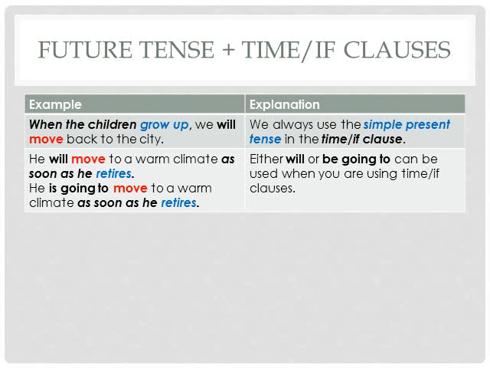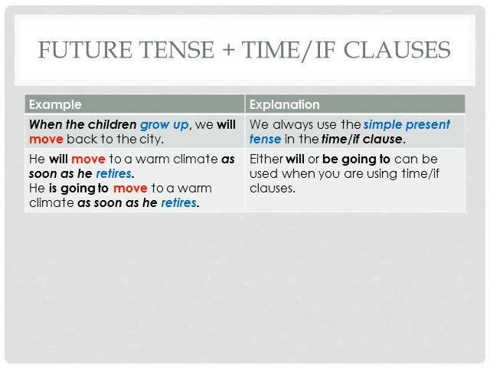Now, when we are talking about the future, we only use the future tense in the non-time clause, not in the if clause. In the time clause, what we'll use is the simple present tense. So let me explain. If we see this sentence here, when the children grow up, we will move back to the city. What we're talking about is sometime in the future. So our independent clause, we will move back to the city, is in the future tense. But what you'll notice is that the time or if clause is in the simple present. So it's when the children grow up, not when will the children grow up. In this clause, it has to be the simple present tense.